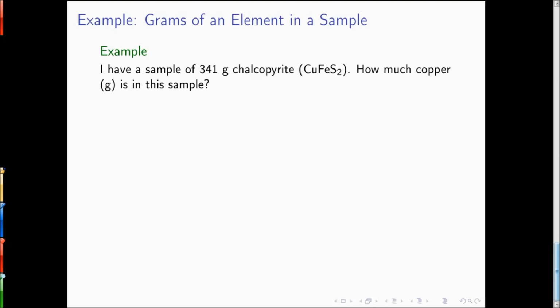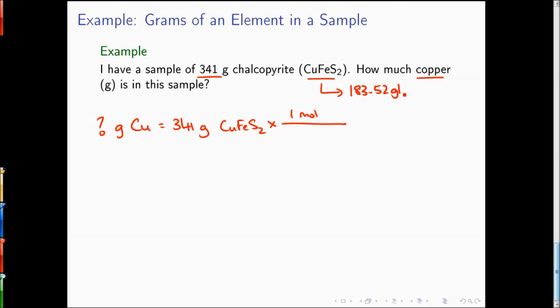I have a sample of 341 grams of CuFeS2. I'm looking for the mass of copper in this. So here I'm going to start with the number of grams. I want number of grams of copper, and I start with the number of grams of CuFeS2. And I will need to go and look for the number of moles of CuFeS2.